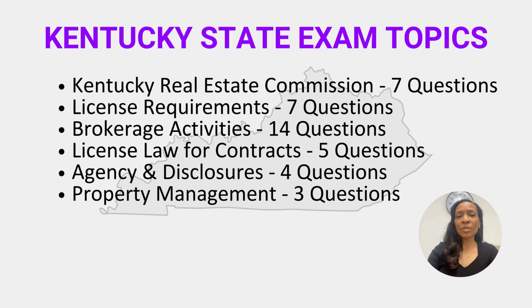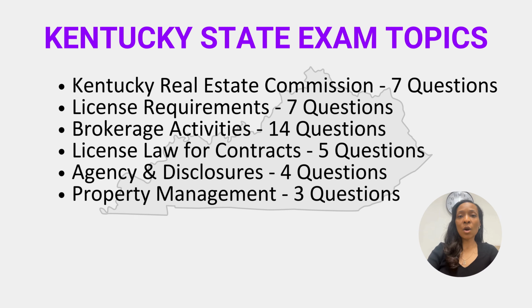Now, the state portion focuses entirely on Kentucky license law and brokerage practices. This includes the Kentucky Real Estate Commission, with 7 questions, which includes commission authority, disciplinary action, and regulations. Then there's requirements for license, that's 7 questions, and that includes licensing eligibility and application requirements. Then there's brokerage activities and requirements, that's 14 questions, and includes broker supervision, advertising, and trust accounts.